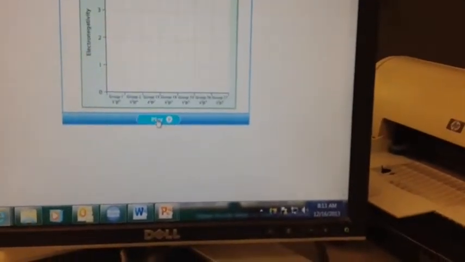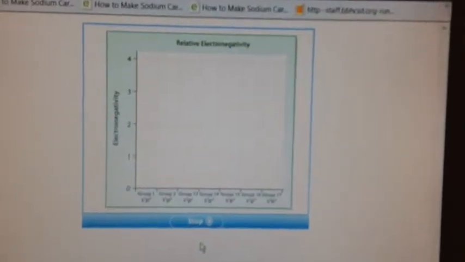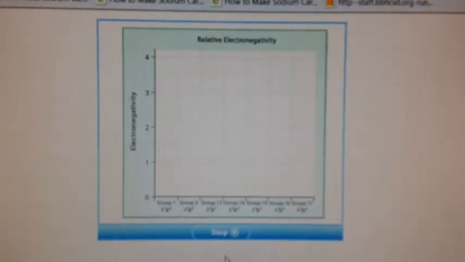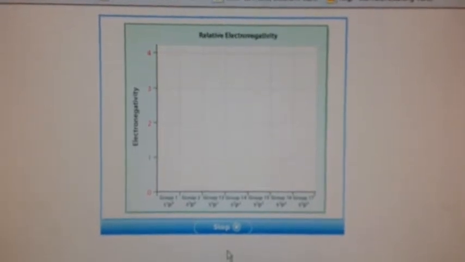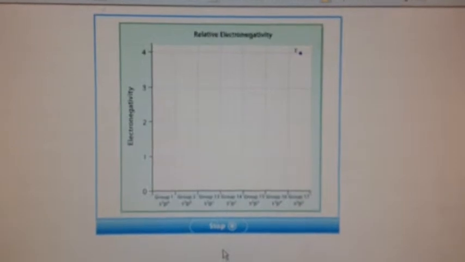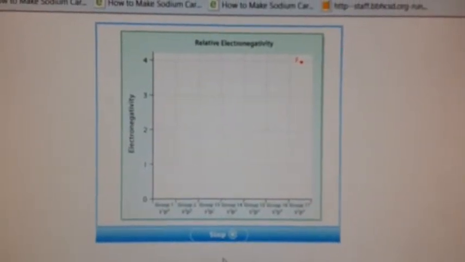Kind of opposite of radii. Electronegativity is a measure of the ability of an atom in a chemical compound to attract electrons. It is measured on an arbitrary scale of 0 to 4 developed by Linus Pauling. Fluorine has the strongest ability of any element to attract electrons from other atoms.